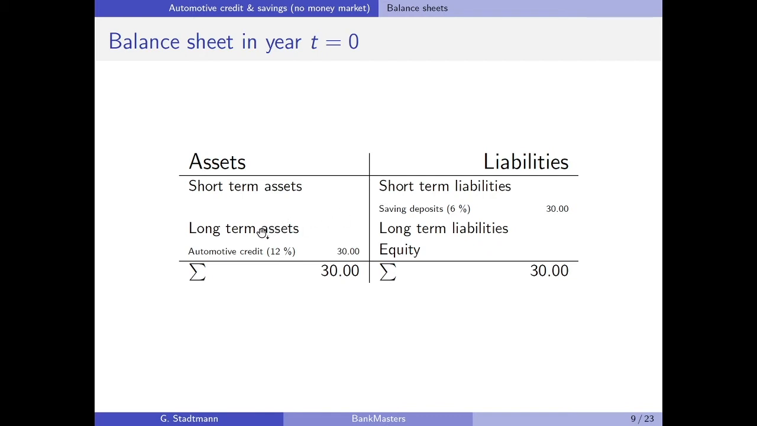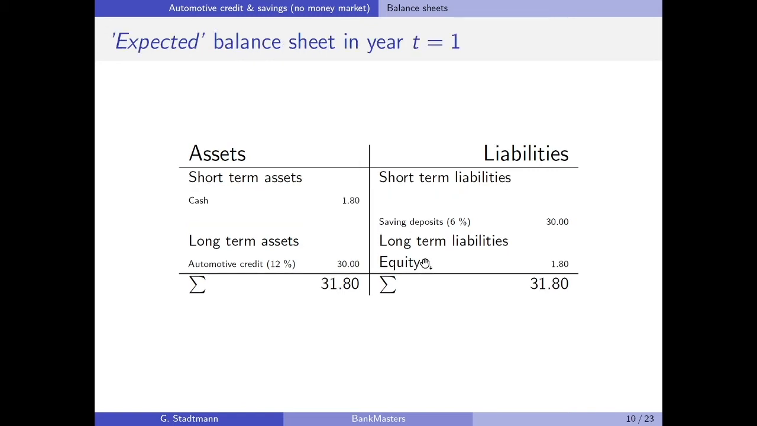So the two parts should be equal to each other, the assets and the liabilities plus the equity. The right-hand side and the left-hand side should be equal to each other. Since we have only long-term assets, which is given as automated credit, and on the other side we only have the short-term liabilities, we could say that the two parts equalize each other. So this is given in T equals to 0.